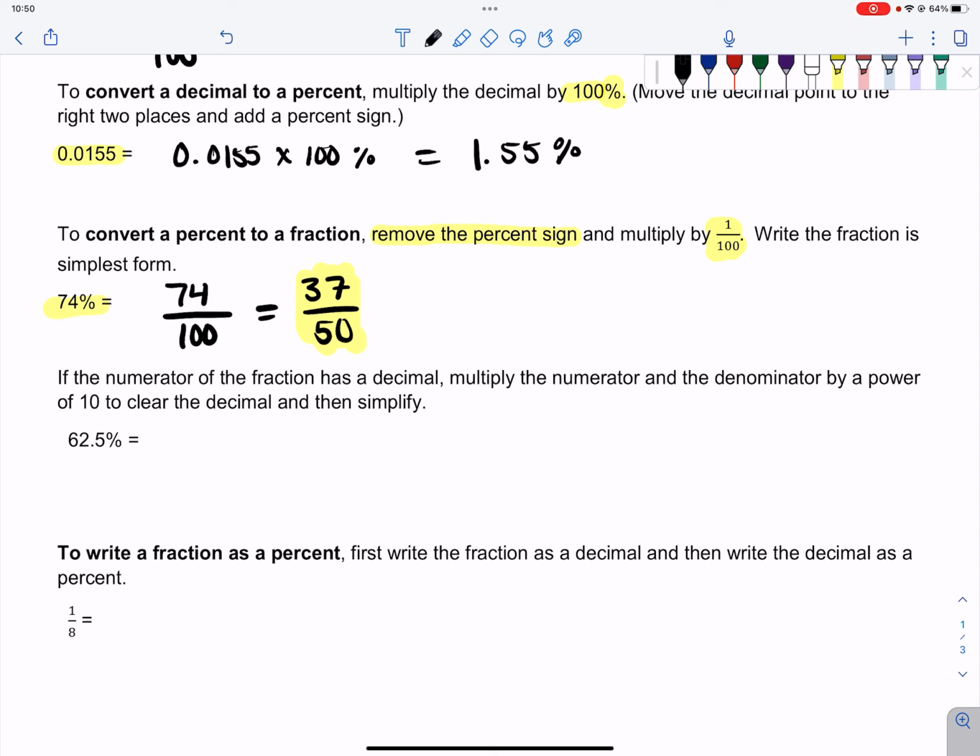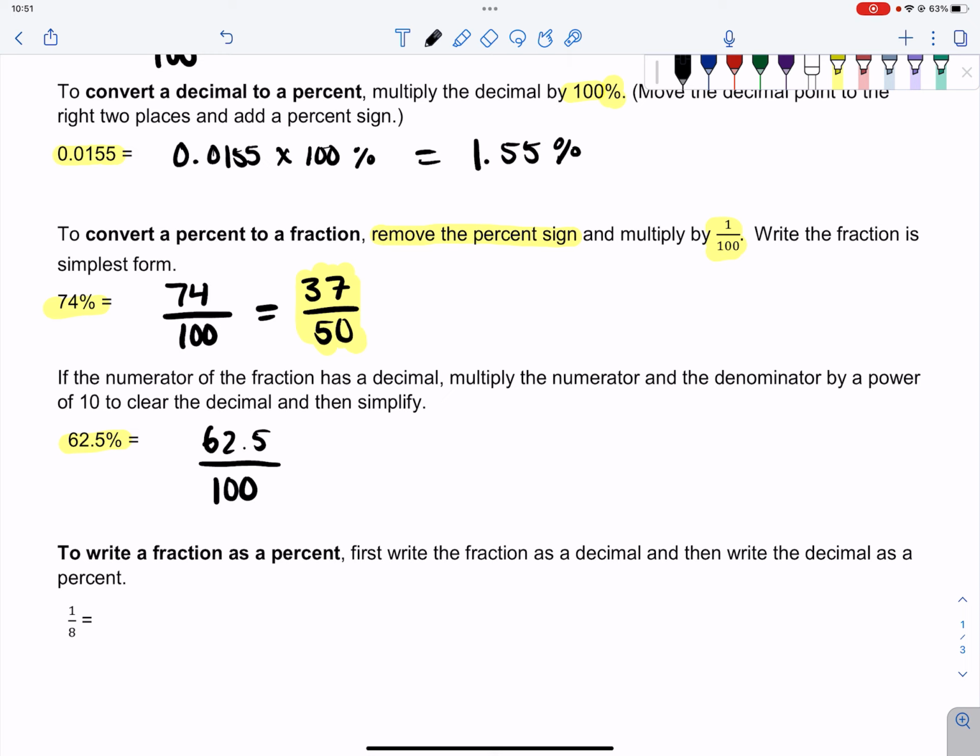Sometimes our percents are decimals, and if we want to write it in fraction format, people don't like decimals in fractions. So we need to clear the decimals. For this next one, we have 62.5%. To write this in fraction format, I would take the 62.5 and divide that by 100 in the fraction. But most people don't like their decimals in the fractions.